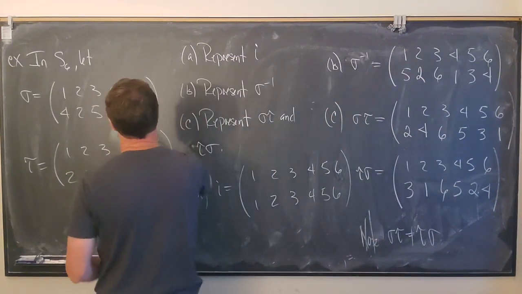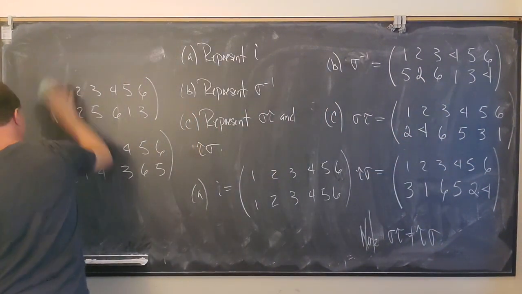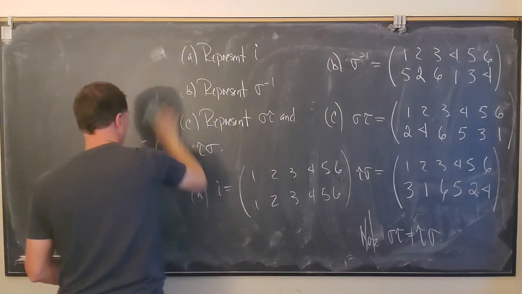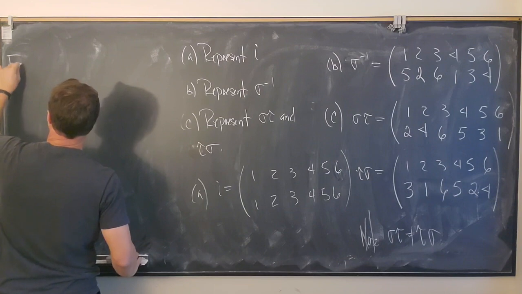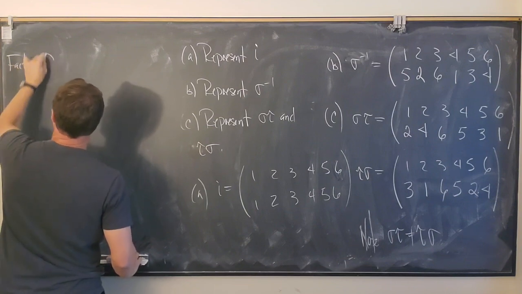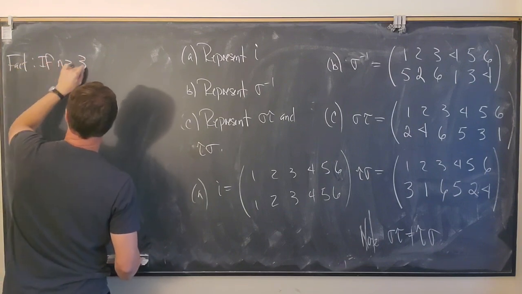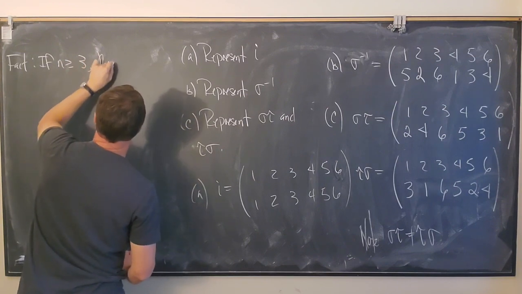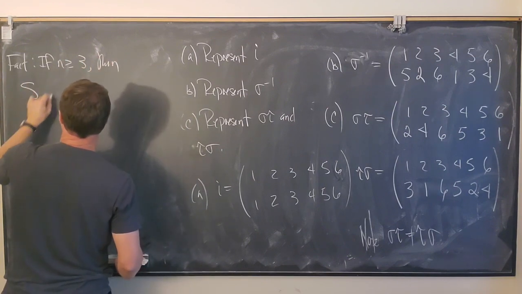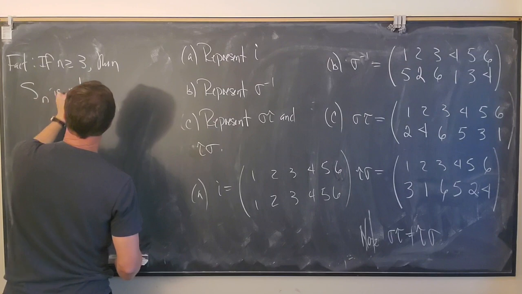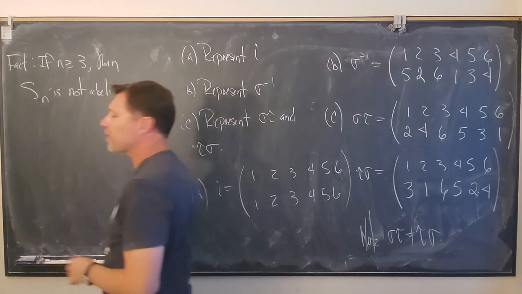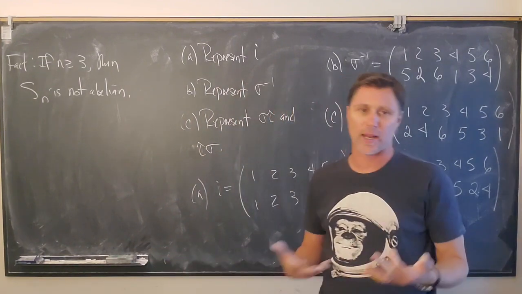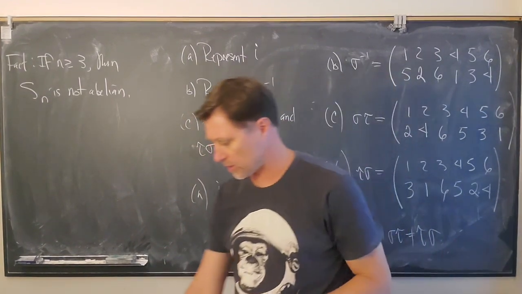And it actually turns out that this is true in general. So we'll just say fact. If n is greater than or equal to 3, then S sub n is not abelian. And the reason, in general, functions do not commute. Function composition is not commutative in general.